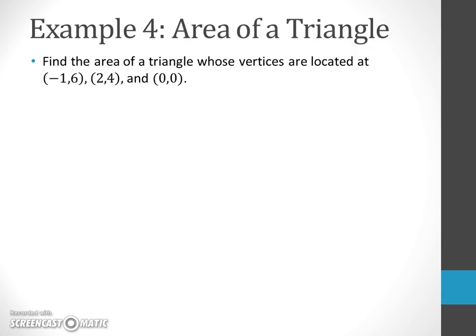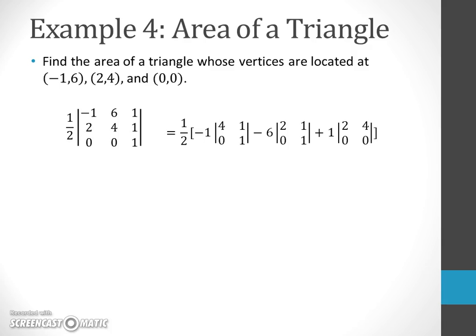So let's look at our area formula. We're going to do 1/2 times our x coordinate, -1, then 6. Of course, the third column is always going to be 1. Then we do 2, 4, 1, 0, 0, 1. And we're going to do 1/2 times the determinant of this. So we can use expansion by minors, where the top row are our minors. So -1 times the determinant of 4, 0, 1, 1, minus 6 times 2, 0, 1, 1, plus 1 times the determinant of 2, 0, 4, 0.